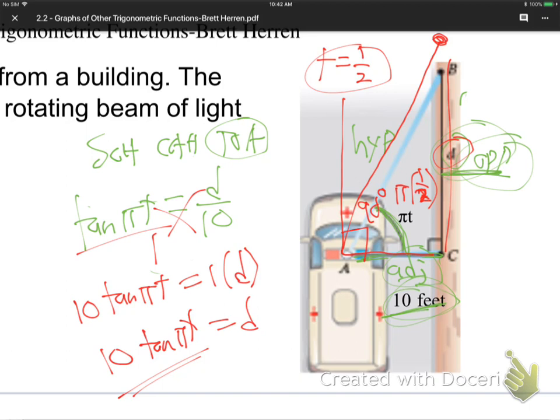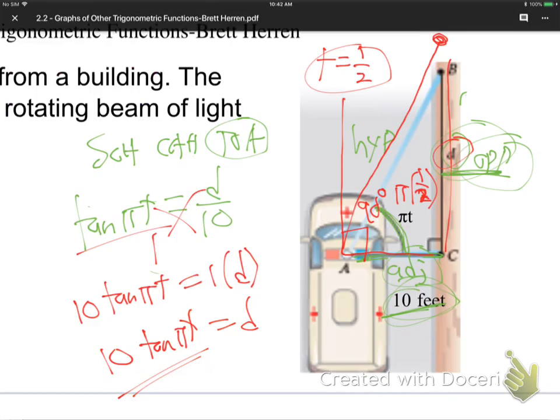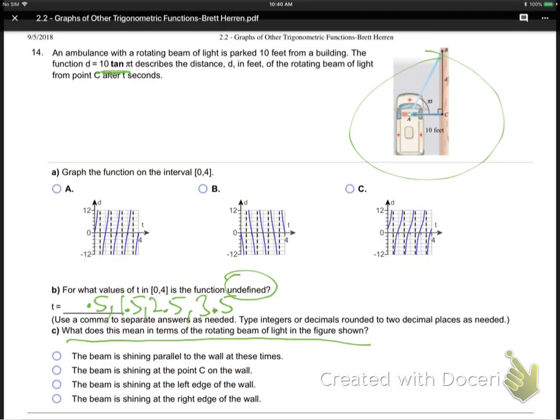So let's go back and answer the question then. Do we have it on the screen somewhere? There. So what does it mean? Let's go through it. The beam is shining parallel to the wall at these times. Is that true? Yeah, there it is right there. Yeah, the beam is parallel to the wall. At half a second, it's at half a pi, 90 degrees. Parallel to the wall.